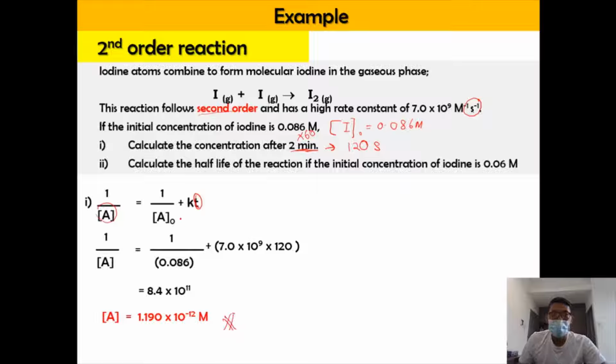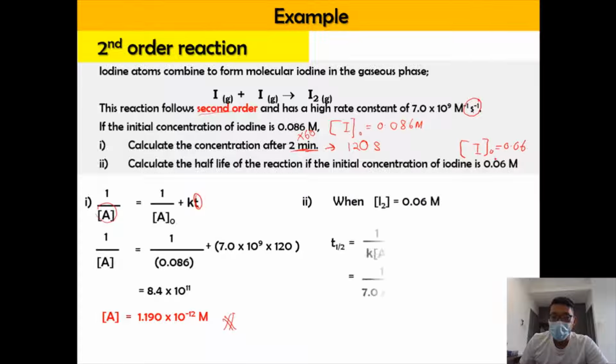For the second question, you have to find the half-life of the reaction if the initial concentration of iodine is 0.06. You can use the formula straight away, where t½ = 1/(k[A]₀). Substitute the values: k is given and [A]₀ is also given. Lastly, you will get 2.4 × 10⁻¹⁰ seconds. I think this one is quite direct.